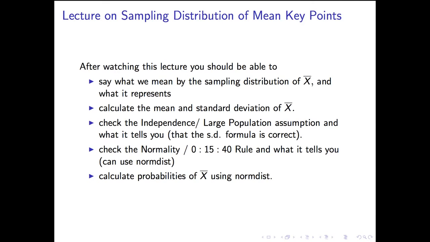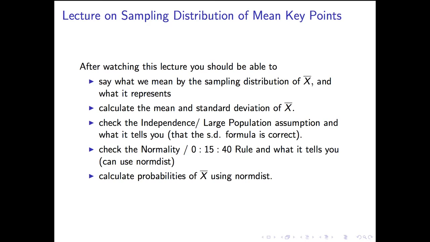So, here's what you should know having watched this lecture. You should be able to say what we mean by the sampling distribution of x bar and what it represents. That is, all the possible values of x bar as you run through all possible samples. You should be able to calculate the mean and standard deviation of x bar. You should be able to check all three assumptions: the simple random sample assumption, the independence large population assumption, which tells you that the standard deviation formula is correct, and the normality or 0, 15, 40 rule, which tells you that you can use norm dist. And you should be able to calculate the probabilities of x bar falling in various ranges using norm dist.